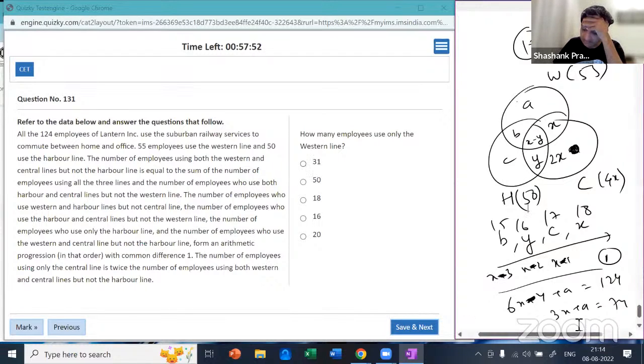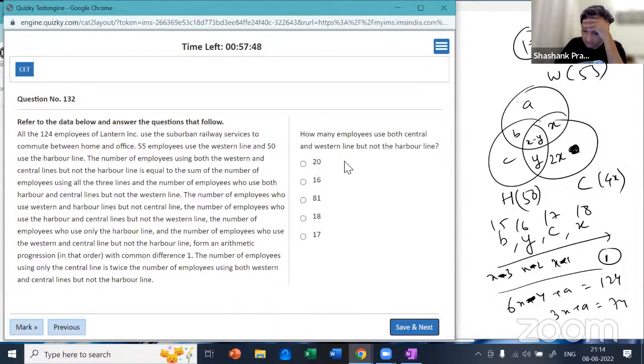So 3x plus A is 74. So A has to be 20. Okay, it matches. Both central and western, but not harbor, is X. X has to be 18. Again, matches. At least two different. So B plus X plus Y: 18 plus 16 plus 15, 31, 49.